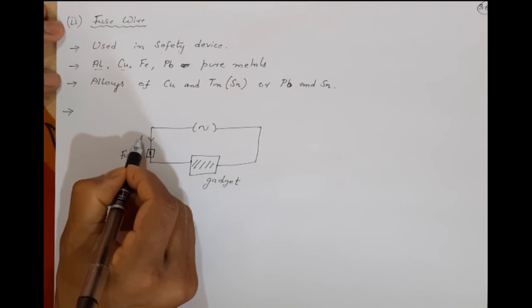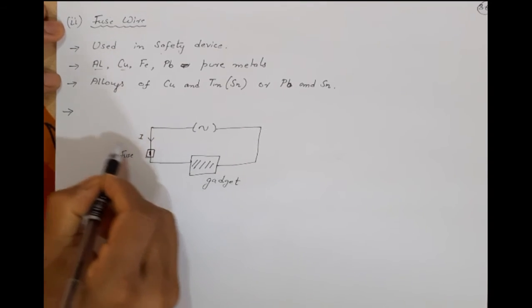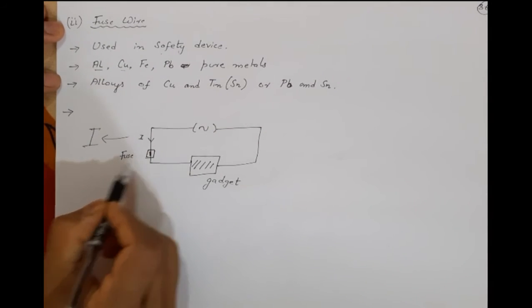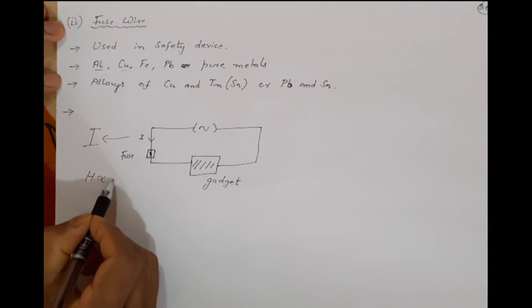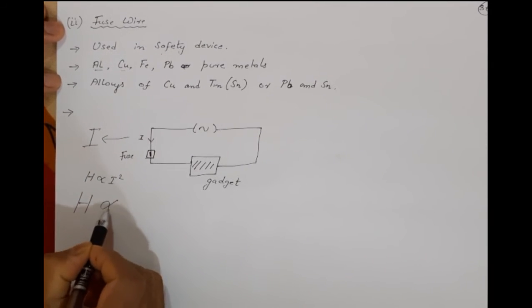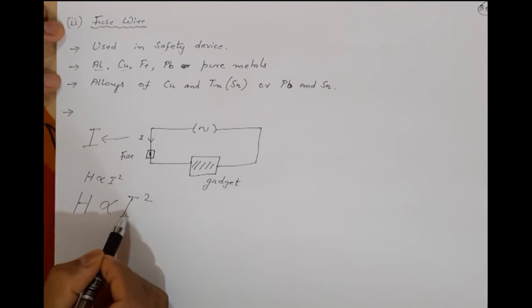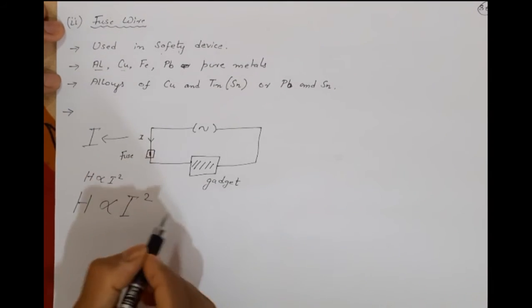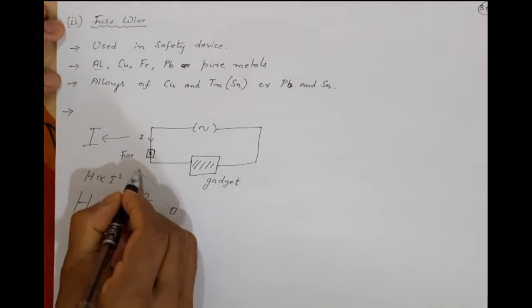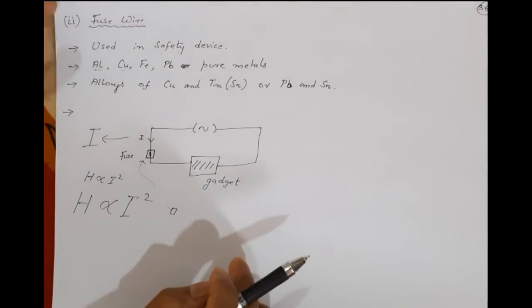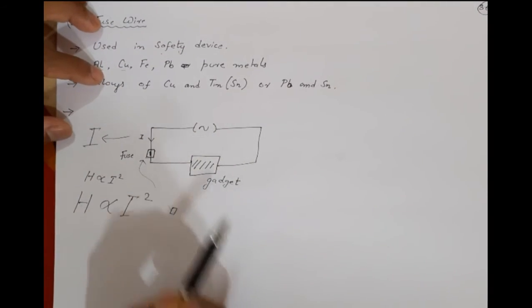If the current, which was I here, suddenly becomes more, then you already know that H is proportional to I squared. When the current increases, I squared will be big, then H will be very big. This big H means the fuse will get damaged and break, but no problem, we have another fuse to replace it. The gadget will not be damaged because the circuit will be disconnected, and it will remain safe.